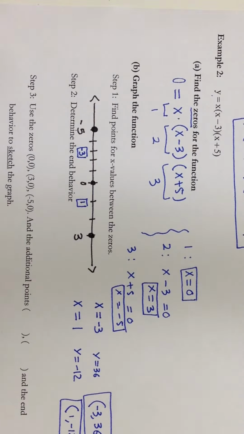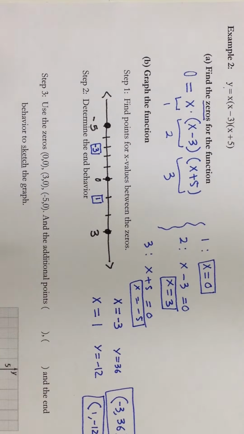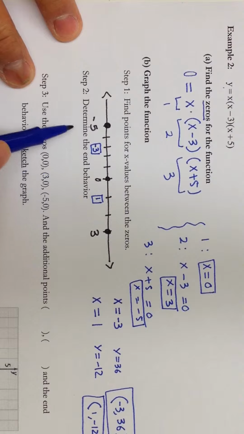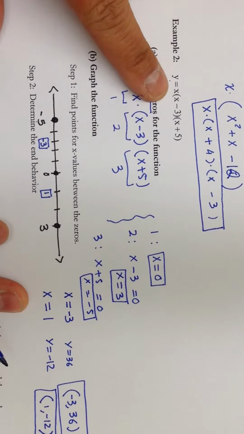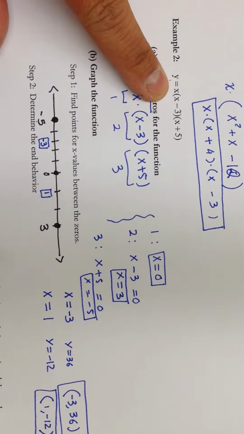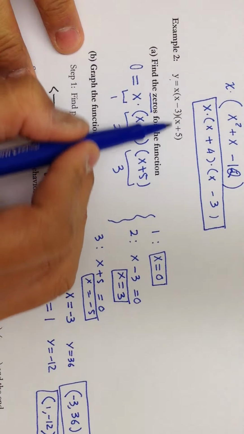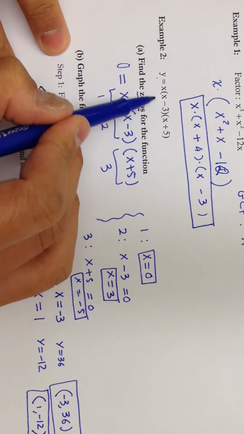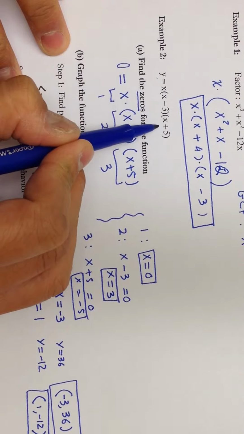Alright, the last thing, or one of the last things you have to analyze, is your end behavior. Now the end behavior is determined by knowing the degree of the polynomial and the leading coefficient. So one way to identify the degree of the polynomial is to multiply everything out.